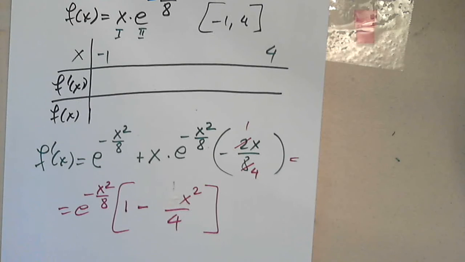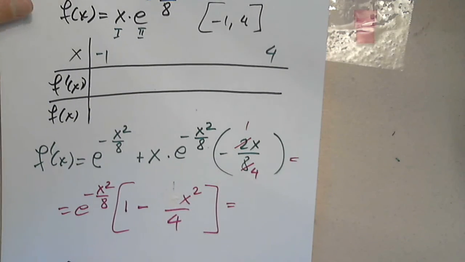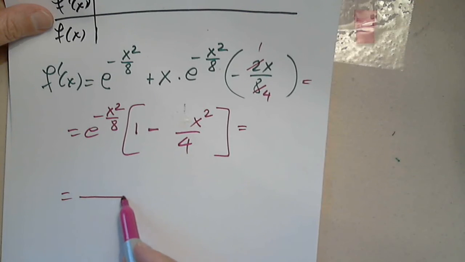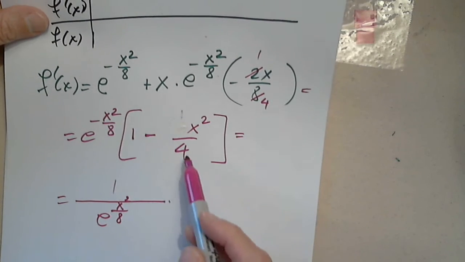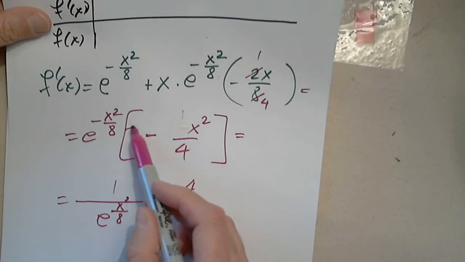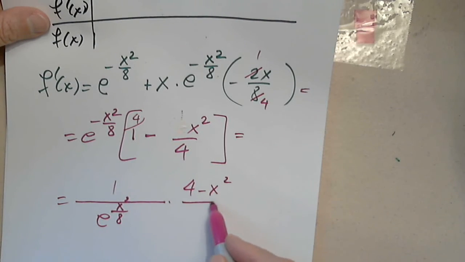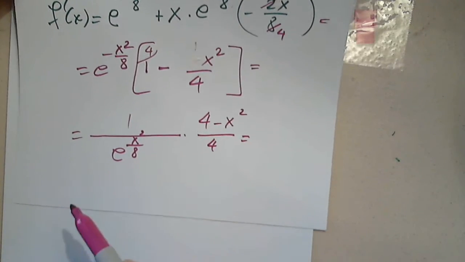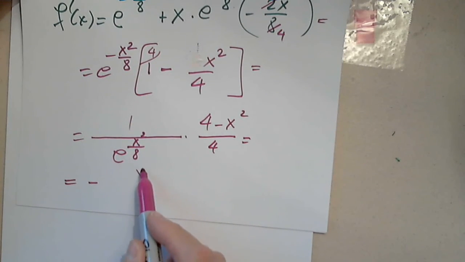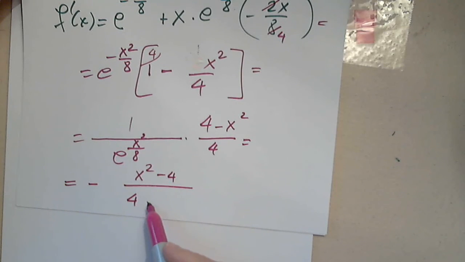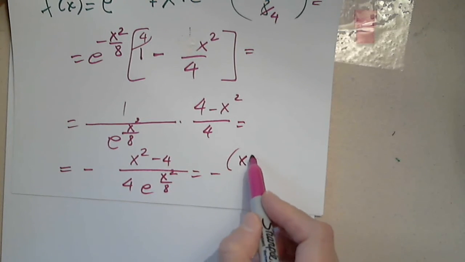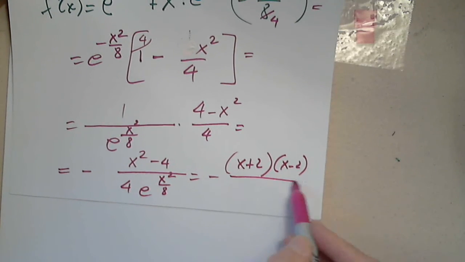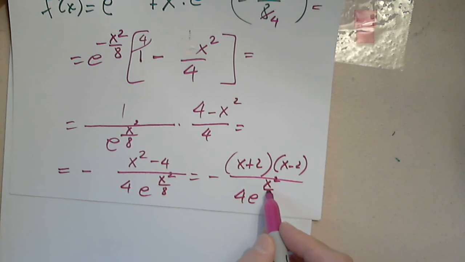So now we have to find the least common denominator. I can put this in the denominator: 1 over e to x squared over 8. And here the least common denominator is 4, so this needs to be multiplied by 4. So 4 minus x squared over 4. You know me, I will take the negative in front. So negative x squared minus 4 over 4 e to x squared over 8. And immediately I will factor: negative x plus 2, x minus 2 over 4 e to x squared over 8.